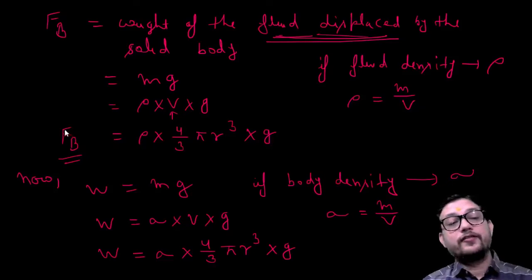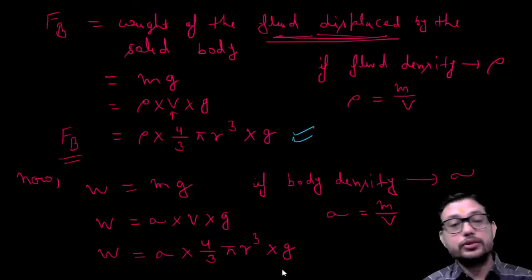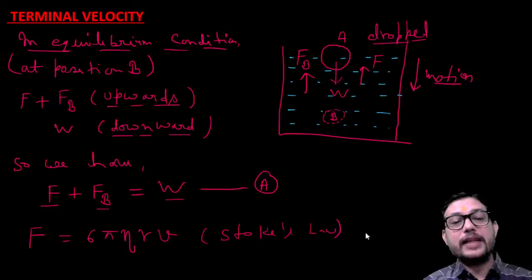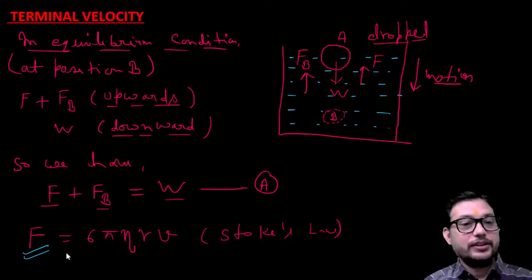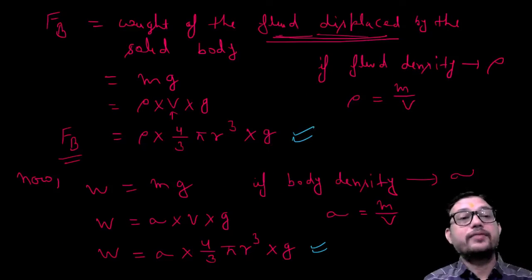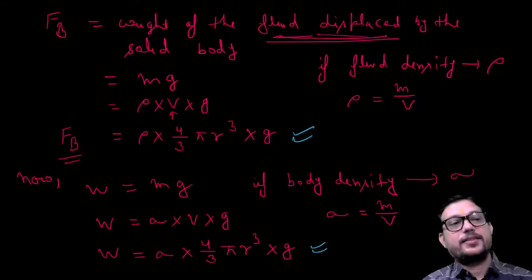Now what? We have the value of Fb here, the buoyant force. This is the value of capital W, and we have the value of capital F, or the viscous force. So all these three values we can put in equation number A. Okay, so let's get started. We will put the values in and see what answer we get.